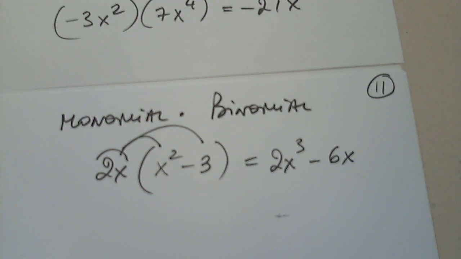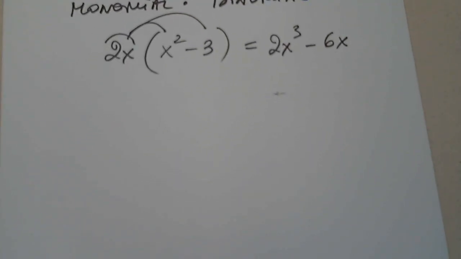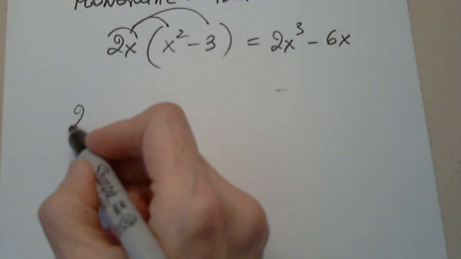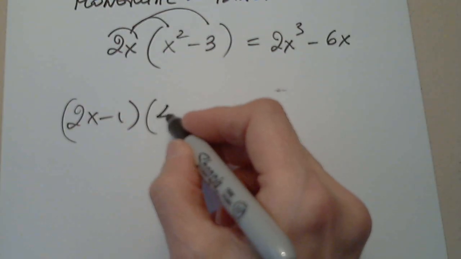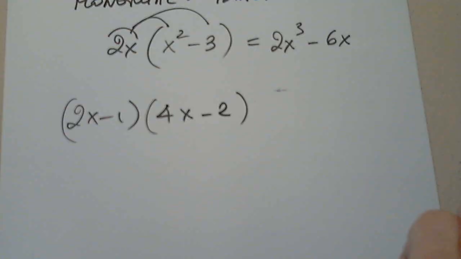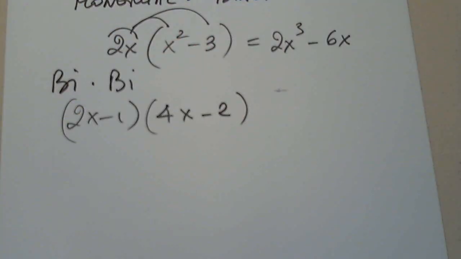Again, you cannot pick and choose. Be careful. Always distribute to all terms inside parentheses. Now, what if I have 2x minus 1 multiplied by 4x minus 2? So this is a binomial times a binomial.